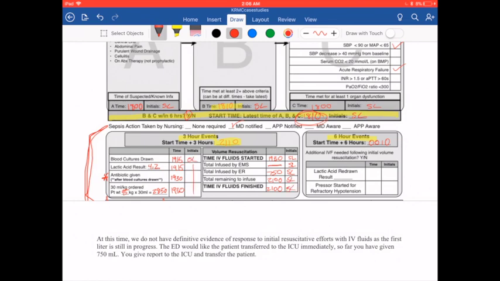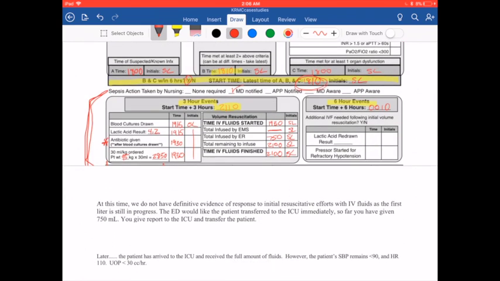Alright, so last part of the case study. Later, the patient has arrived to the ICU and has received the full amount of fluids. However, the patient's systolic blood pressure still remains less than 90, heart rate is 110, and the urine output is still less than 30 cc's an hour.